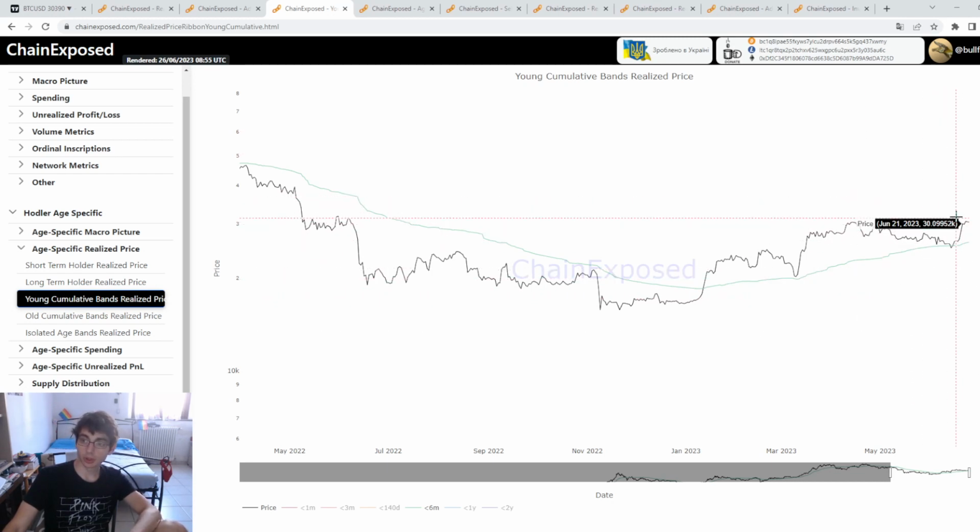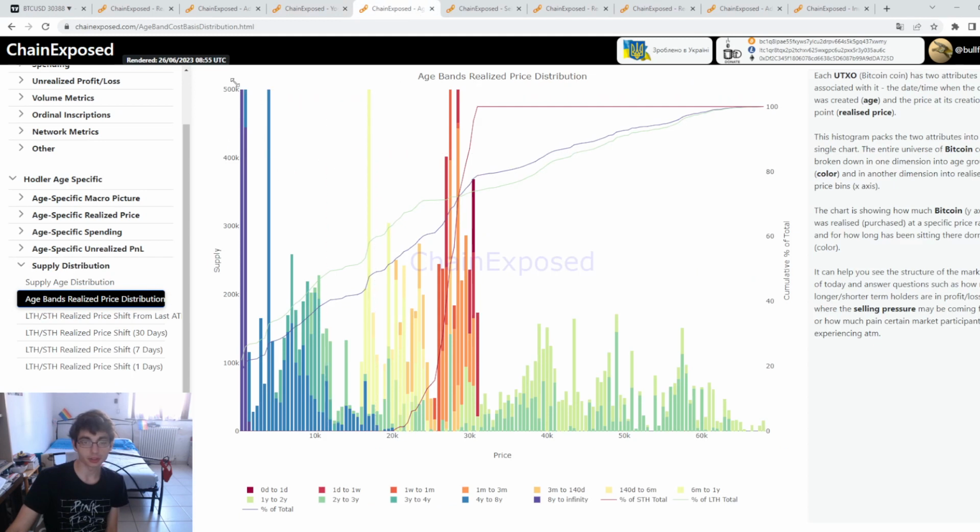So if we keep going like this, up and down, and we keep using it as a support, well, in that case, that will be the moment to enter for a short to mid-term trade.